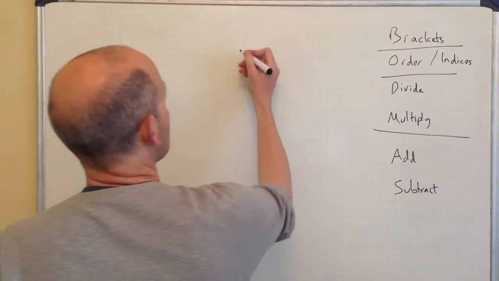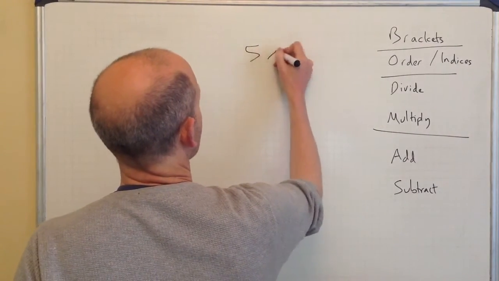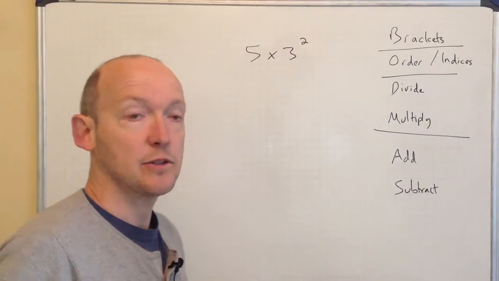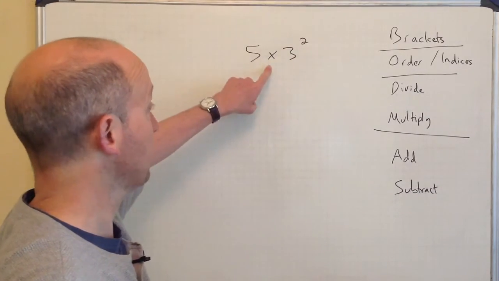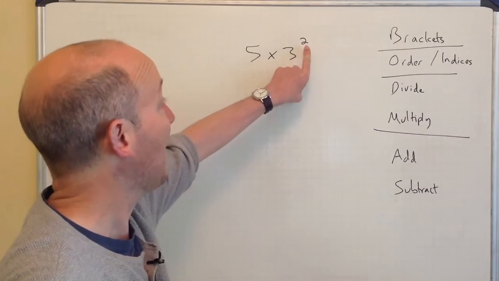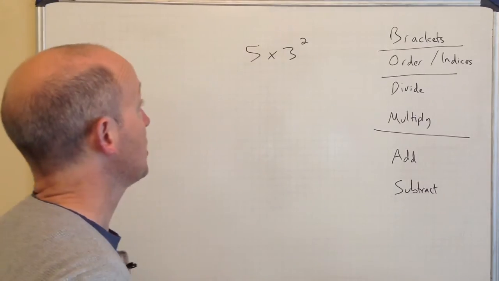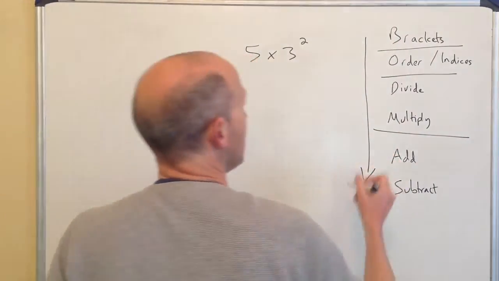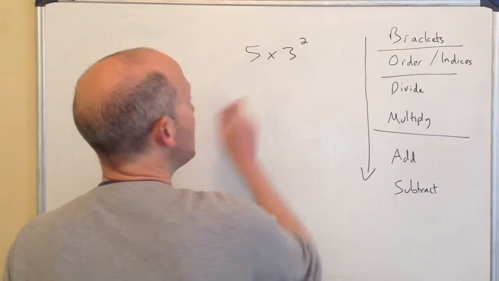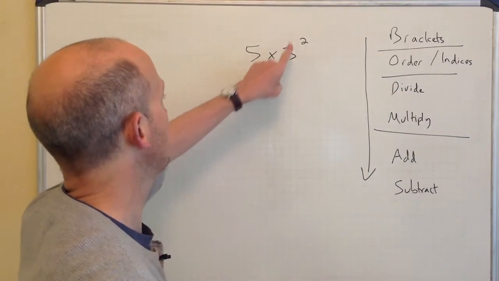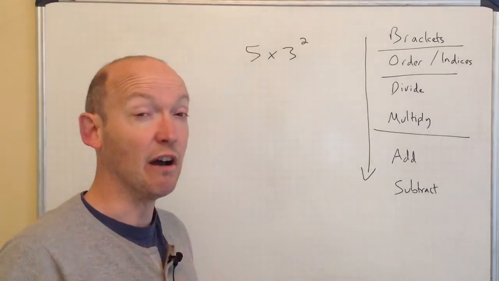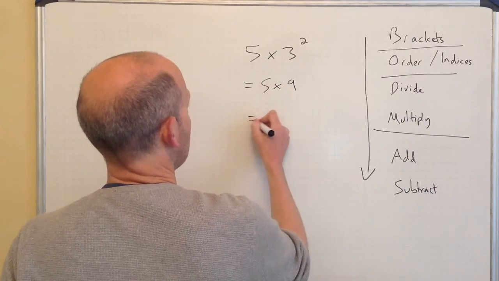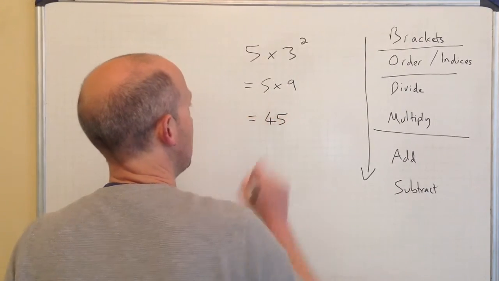Right, okay, so imagine we had the sum 5 times 3 squared. Okay, so what are we going to do first here? Well, we've got a multiply, but we've also got a power, notice, 3 squared. So what are we going to do first? Well, again, coming down the list here, we can see powers beats multiply. So 5 times 3 squared is 5 times, well, 3 squared is 9, so that's 5 times 9. And 5 times 9 is 45.